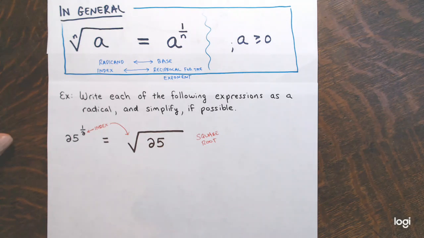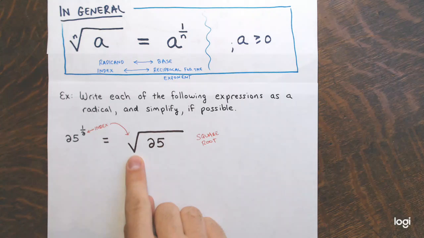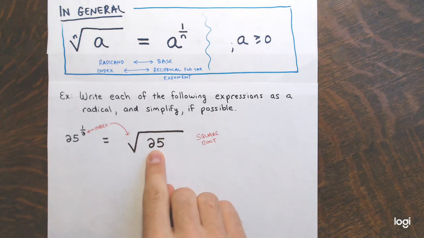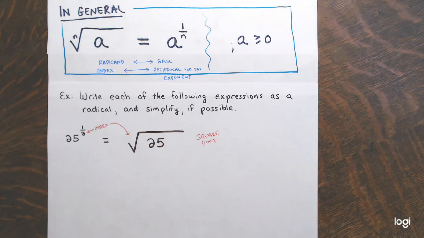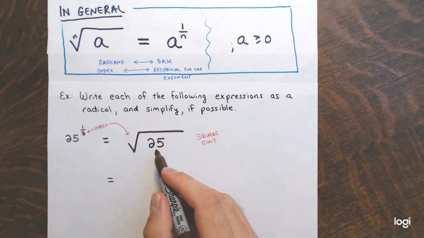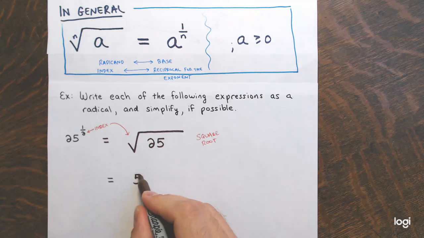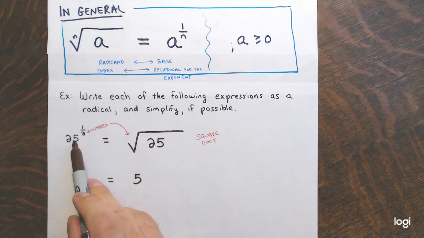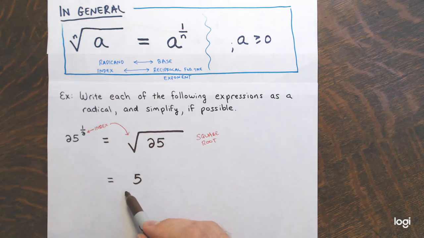All right, and can we simplify? Now remember, when you see this symbol, I've said this a bunch of times in previous videos, when you see this radical symbol and there's an even root, an even index, you're asked for the non-negative number whose square is the radicand, right? So what's the non-negative number whose square is 25? And that would be positive 5, right? So 25 to the 1/2 power is positive 5.